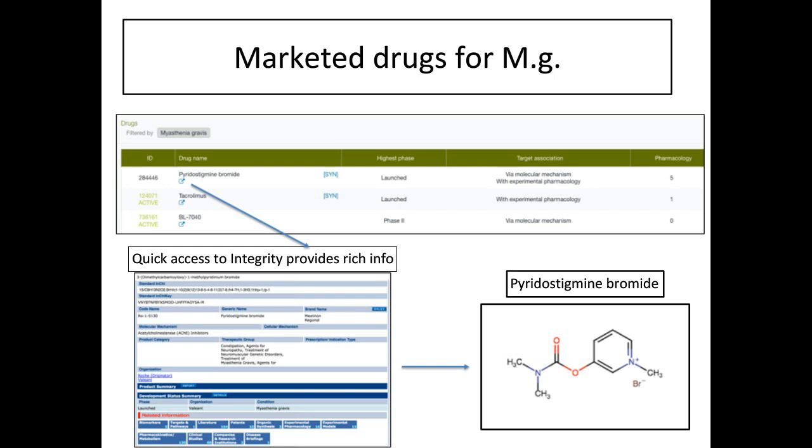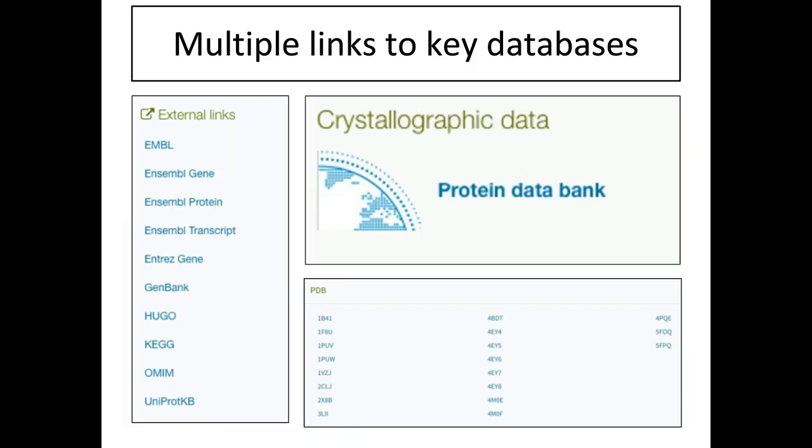TD provides multiple links to key databases, for example, EMBL, OMIM, and the Protein Data Bank. In this case, I illustrate with an example of a crystal structure of acetylcholinesterase in complex with a potent reversible inhibitor, C-547. And this example illustrates the time saved to find relevant information for this target and for this specific disease.